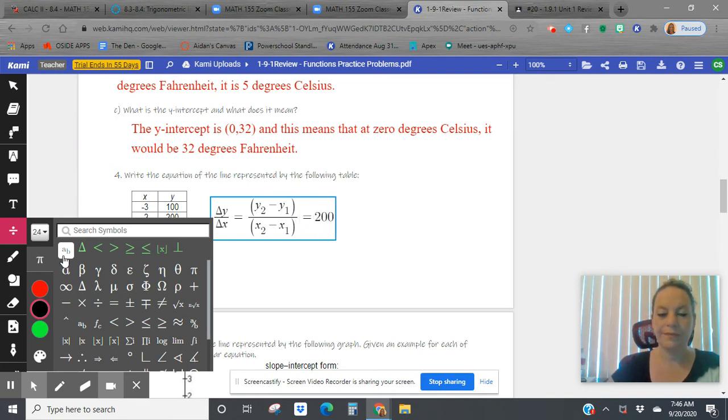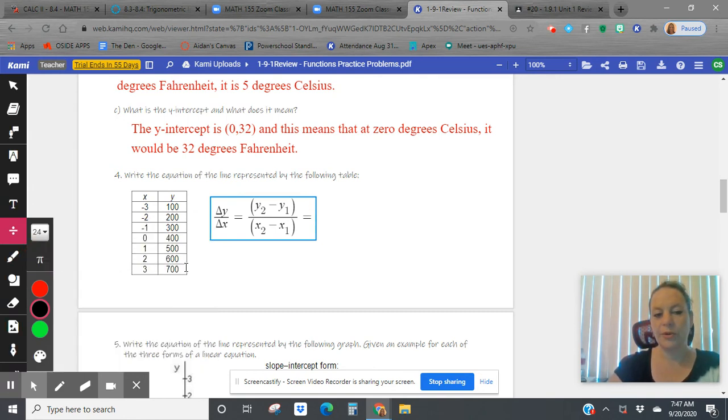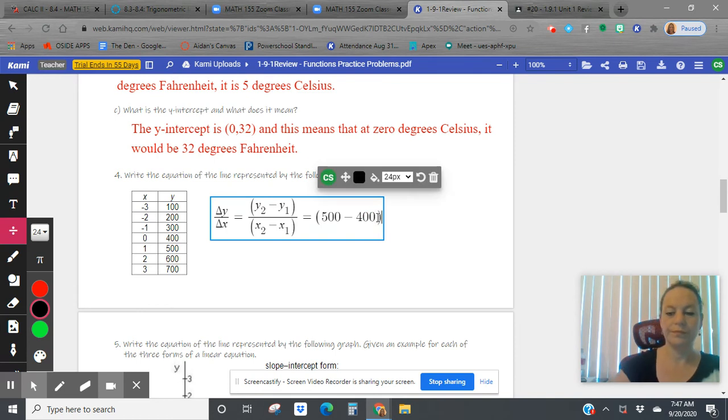So 200, well, I don't mind using the later numbers so that we get a nice no negative denominator. So let's go 500 minus 400 over 1 minus 0. This equals 100 over 1, or just 100.